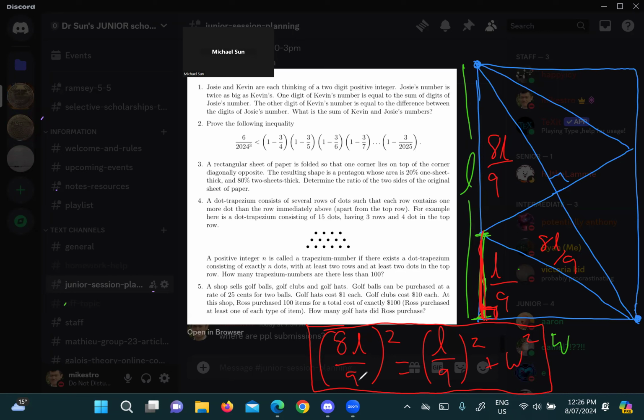So you don't actually have to square the nines. At the moment, what you essentially have is 64, and then L over 9 squared, equals L over 9 squared plus W squared. You don't need to square the 9.